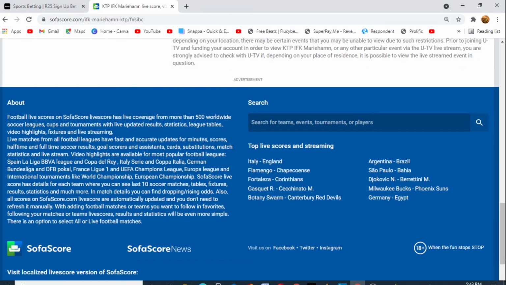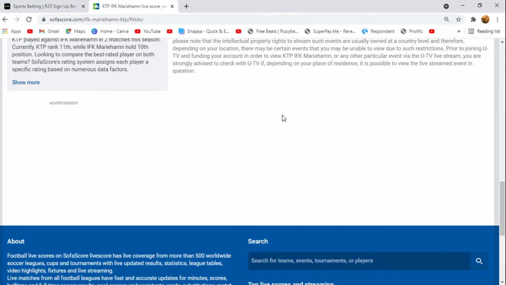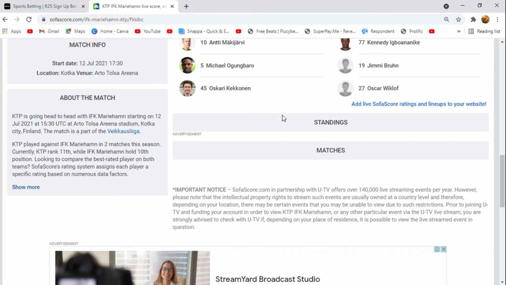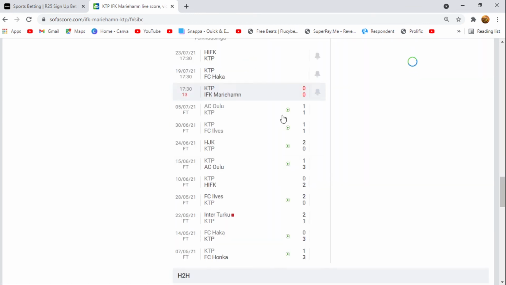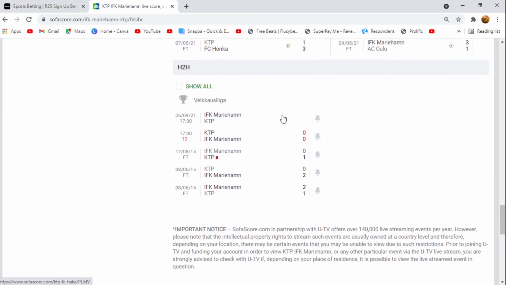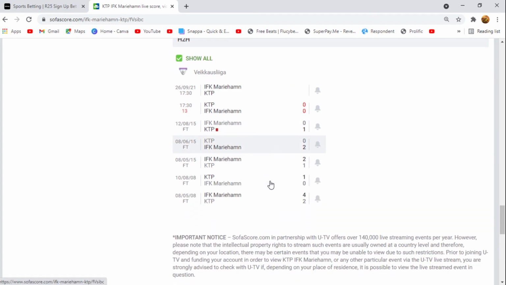Let's do the last team then. We'll see. It's loading, you feel me? Alright, for this one, I would also go with under 3.5, because it's mostly 1-0, 2-0, 2-1, 1-0. There's only one 4-2, so I would go with under 3.5 for this one too, because on average it is under 3.5.